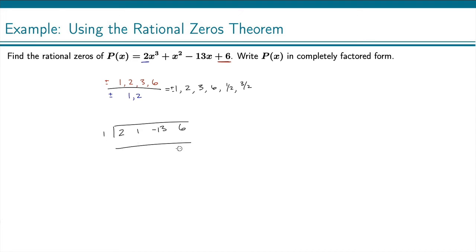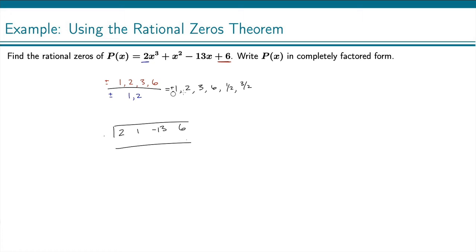So now we need to try something else. Let's just go to negative 1. See if that works. So bring the 2 down. 2 times negative 1 is negative 2. 1 plus negative 2 is negative 1. Negative 1 times negative 1 is 1. Negative 13 plus 1 is negative 12. Negative 12 times negative 1 is 12. 6 plus 12 is 18. Again, we didn't get a 0, so negative 1 doesn't work either. Okay, and then we move on and try the next number.